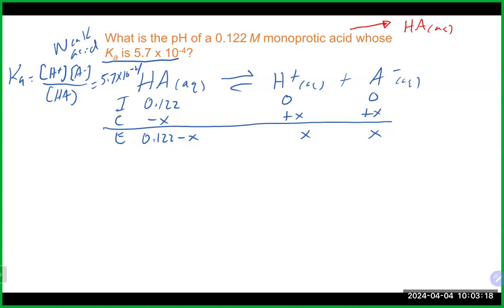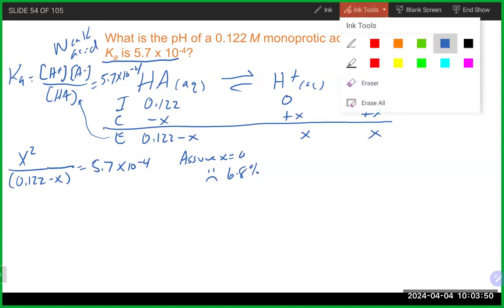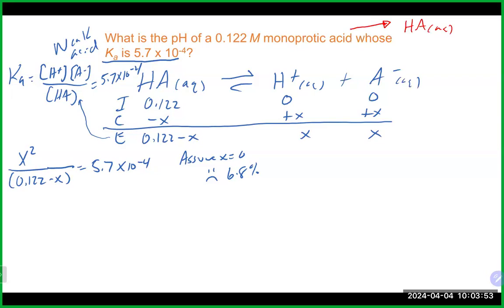At this point, like normal, we're going to roll our equilibrium line into our expression here, and that will give us basically x squared divided by 0.122 minus x equals our 5.7 times 10 to the minus 4. You could assume that x is equal to 0, and if you did that, hopefully you checked it, because it is not so good at 6.8%. So you do need to go back here and solve it another way. So again, a good reminder to make sure you do check it, as it will not always obviously work, and this is a case where it does not.